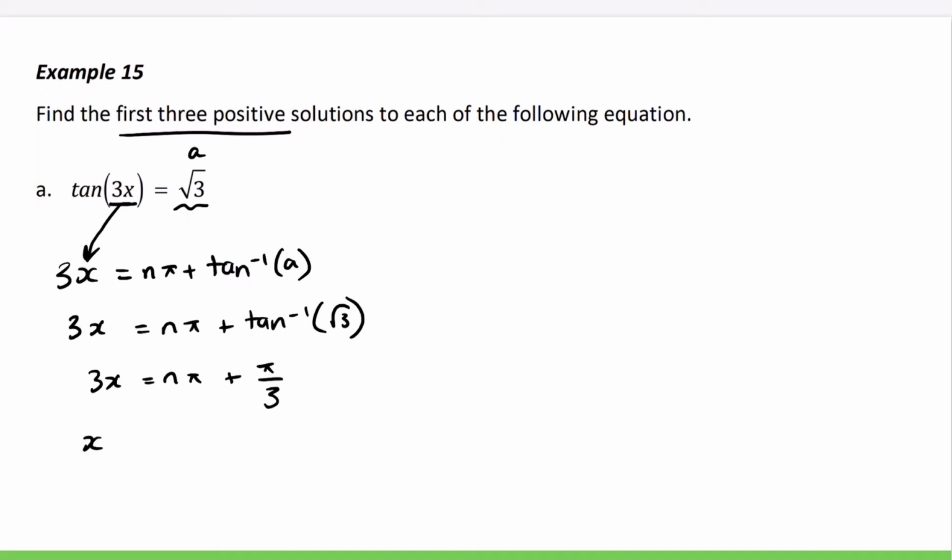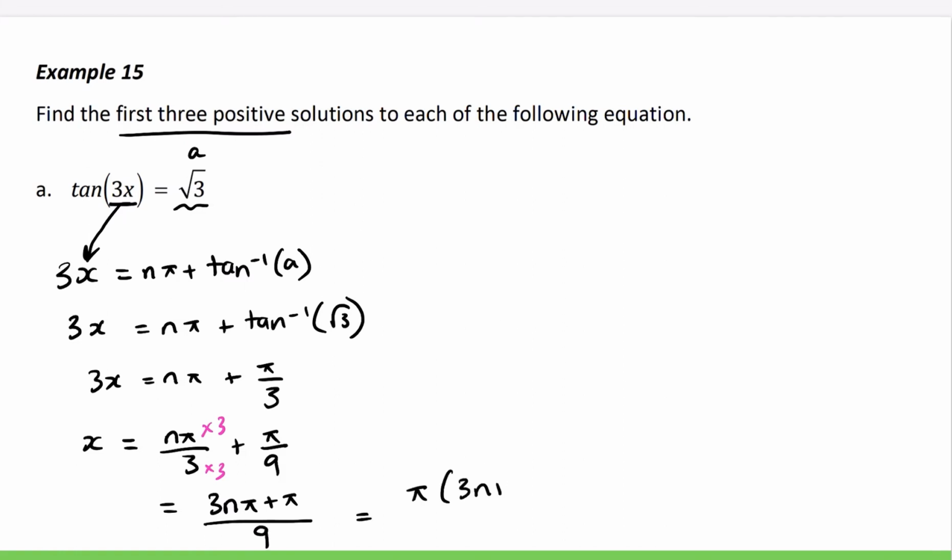And finally, to get x by itself, I'm going to divide everything by 3, and I can make this look just a little bit nicer by making the denominators the same. So I can multiply both of these by 3. That'll be 3n pi plus pi on 9. And I can even go one more step, which is to factorize that pi out. So that'll be 3n plus 1 on 9.